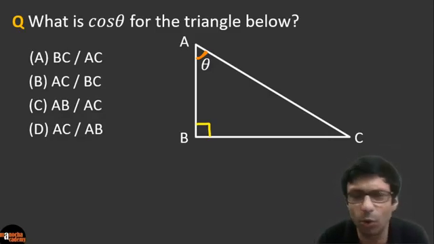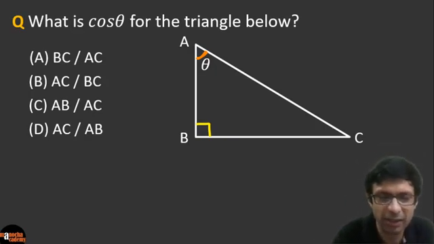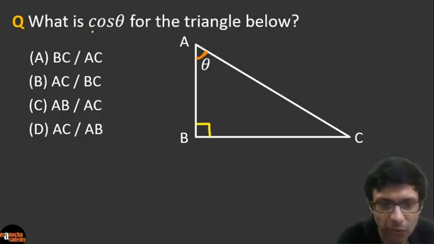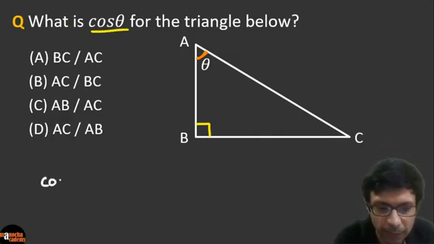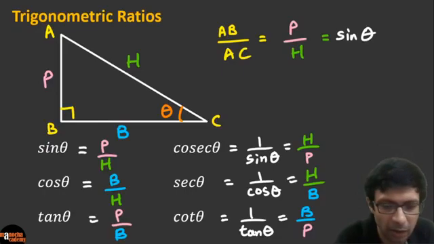So C, D, okay, I see a lot of answers here, guys. So let's see, what does this question say? It's asking for what is cos theta? We're interested in this angle, right? So what is our cos theta definition? From our previous diagram, we saw it was base by hypotenuse, right?